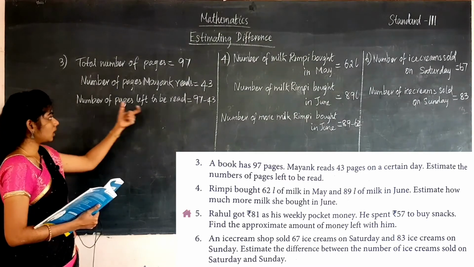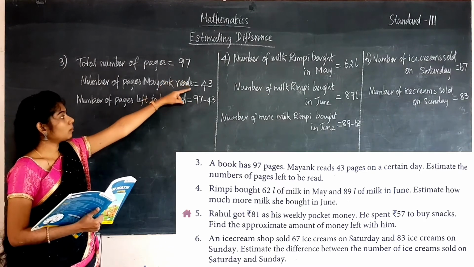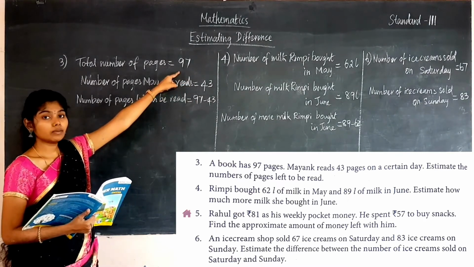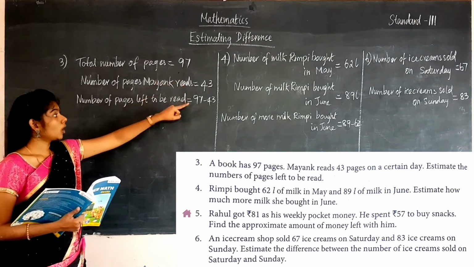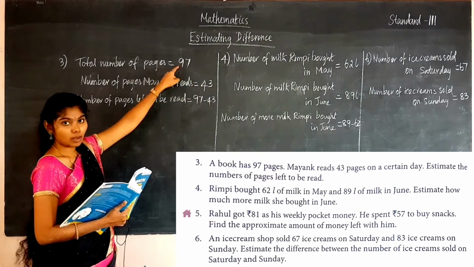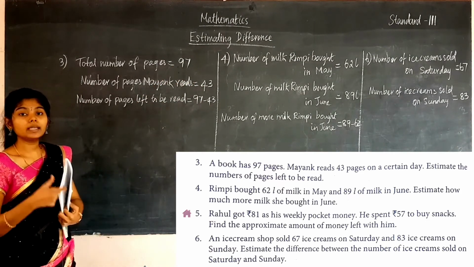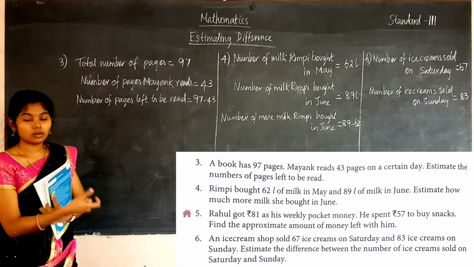So how many pages are left? The number of pages left to be read. That is, we have to subtract the number 43 from this number. Then only we will get the answer. So what we have to do is subtract 43 from 97. Then only we will get the remaining part, how much Mayan still needs to read.